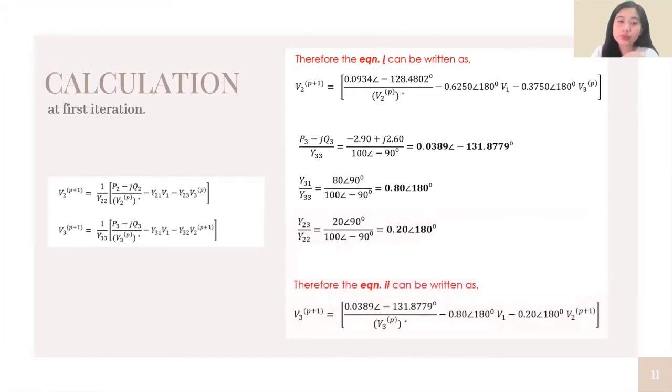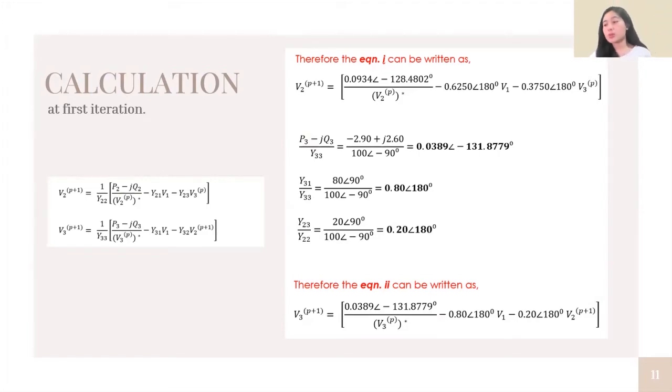As for our y23, actually, this is y sub 33. Y sub 33, hindi ko lang din napalitan. Pero we are solving now for this formula. So, our y sub 23 is 20 at an angle of 90 all over 100 at an angle of negative 90, ang value ng ating y33, right? So, solving for this, we are going to arrive at an answer of 0.20 at an angle of 180.